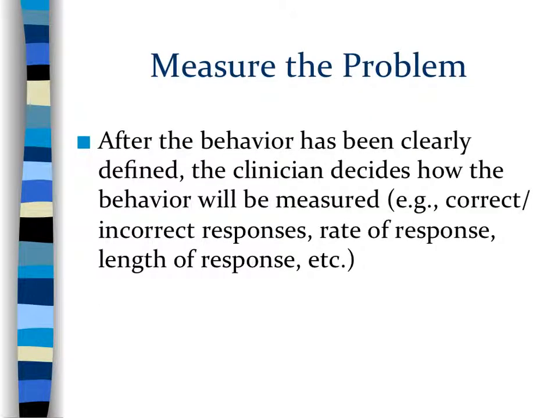Once a behavior has been identified, the clinician or the researcher decides how the behavior will be measured. It could be correct or incorrect responses. It could be in terms of rate of response, that is, how many times you want the student to raise his or her hand in class. It could be the length of the response. So for example, if the student is clapping their hands, for how long are they doing that continuously, and how are you going to reduce that, etc. So there are a number of things that you want to figure out. So you really want to identify the behavior and then make sure it is measurable.